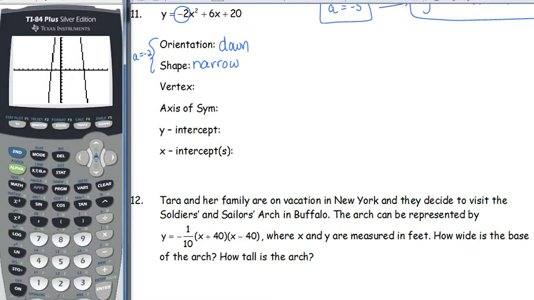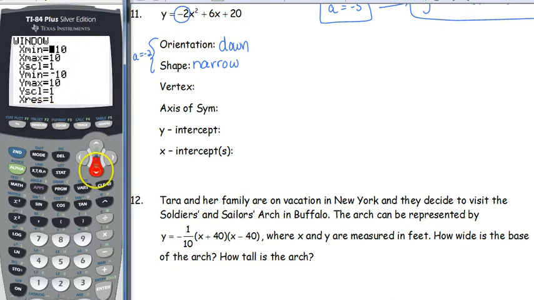We normally start off in a 10 by 10 window, but I can see that my graph is going way off, so I want to change the window. I need to move up, and up is the y-axis, and I want to go higher, so I'm going to change my y-max. For now, it's just kind of guesstimating. I'm going to change it to 20 and hope that that's going to fix it.